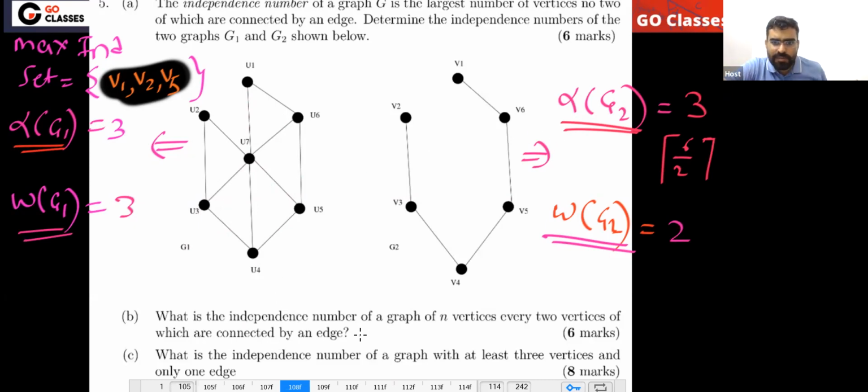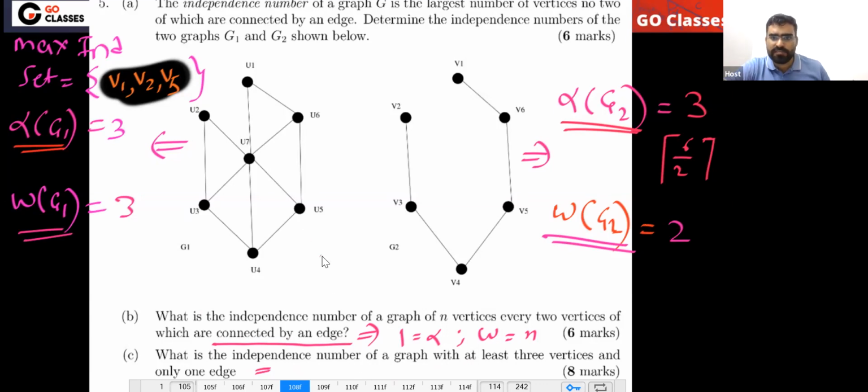What is the independence number of a graph on n vertices where every two vertices are connected by an edge? This is your complete graph on n vertices. The independence number will be 1. So alpha will be 1, and omega will be n.